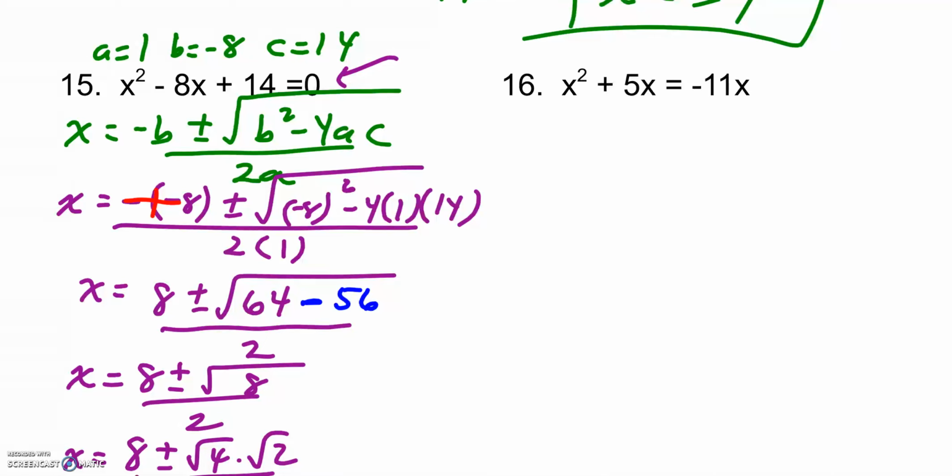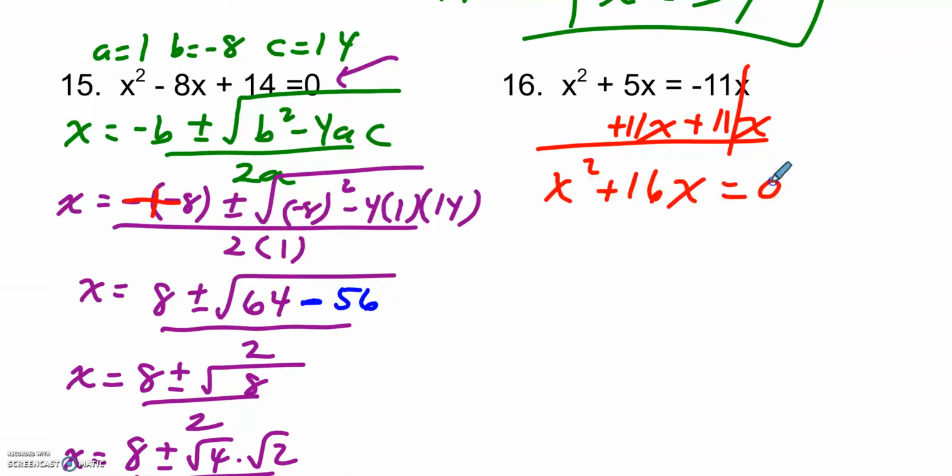Number 16 is unique because it looks like initially that it's going to be another quadratic formula question. But the reason the previous one was quadratic formula is because none of these terms could be combined. However, in number 16, I notice I have an x squared and I have two terms with an x. So instead of the quadratic formula, what we could do is add the 11x over here to still get it equal to 0 and have x squared plus 16x equals 0.